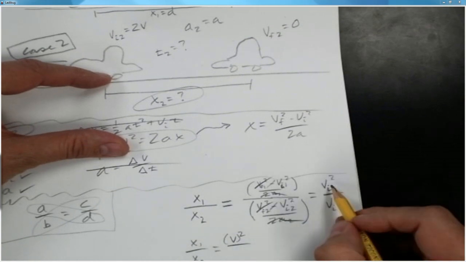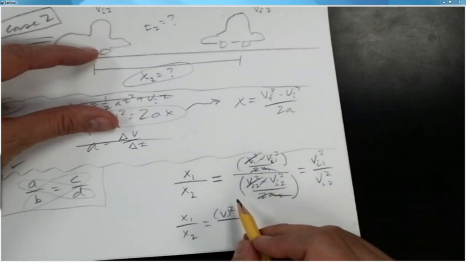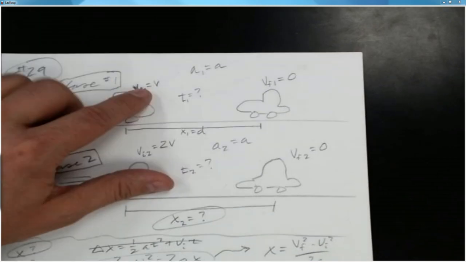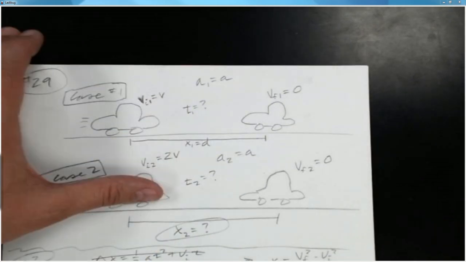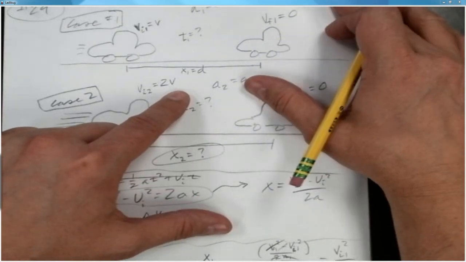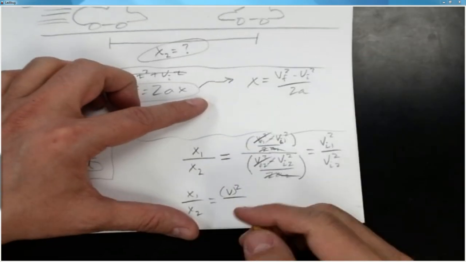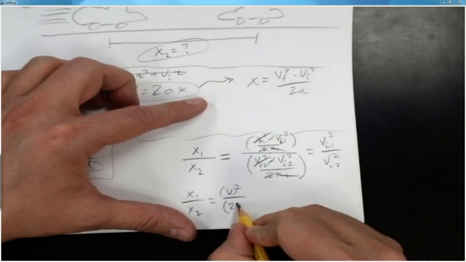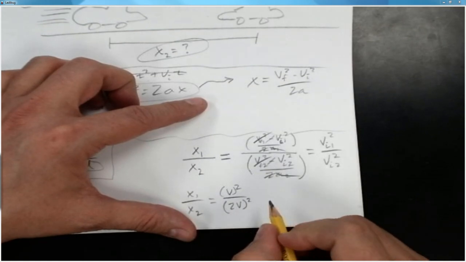V is in parentheses because that's the thing getting squared. V is getting squared because VI1 is V. Now look here. VI2 is 2V. So 2V goes in the parentheses. 2V has got to get squared.